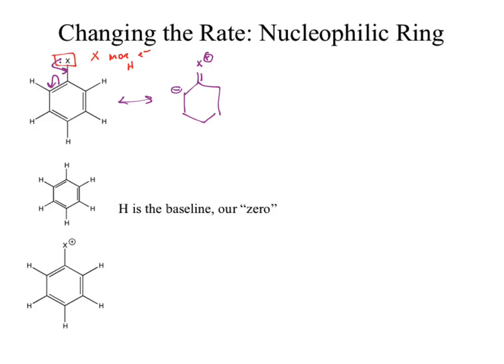What did you say, Troy? I see a negative carbon. Where's that negative carbon located? At the ortho position on the ring.